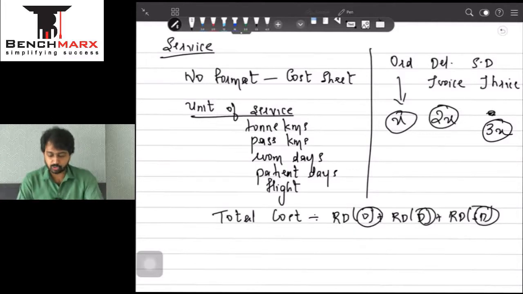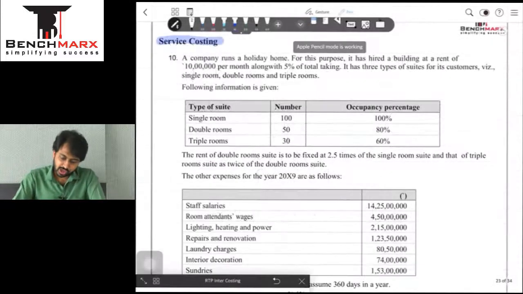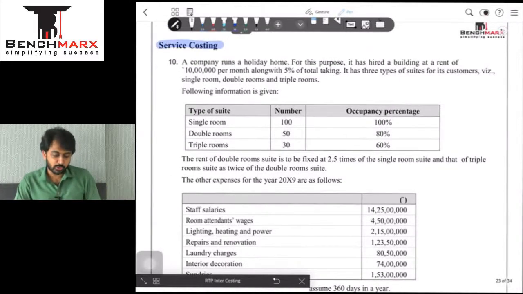So hopefully तुमको सब याद आया होगा. We have solved many questions of this type in the classroom section as well, which means we are good to go. We are good to start with question number 10 based on service sector costing. चालू करेंगे? Hopefully yes. So let's start. Question number 10, MTP May 19 service sector costing.